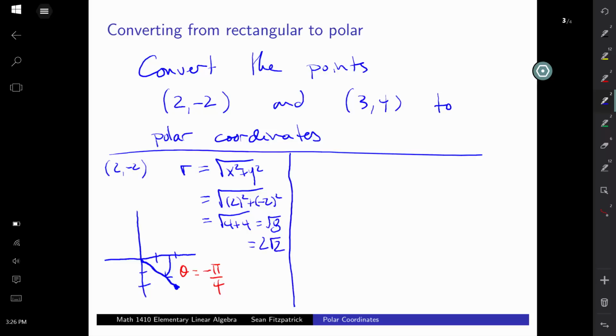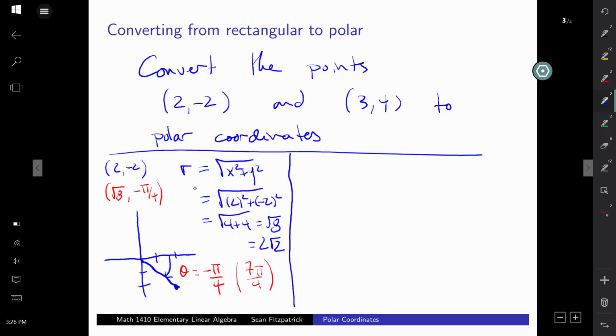And so the point 2, minus 2, if we were to write this in polar coordinates, we could write this as root 8 for the r value and minus pi over 4 as the theta value. And again, you're not forced to write that as minus pi over 4. Instead of the clockwise revolution, you could go counterclockwise, say, 7 pi over 4. That would also be perfectly fine. The r value is set in stone. The theta value, you've got some freedom to choose.